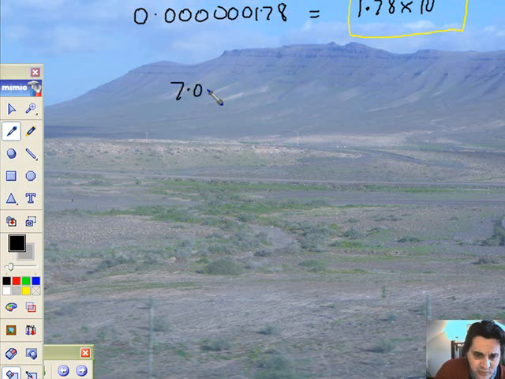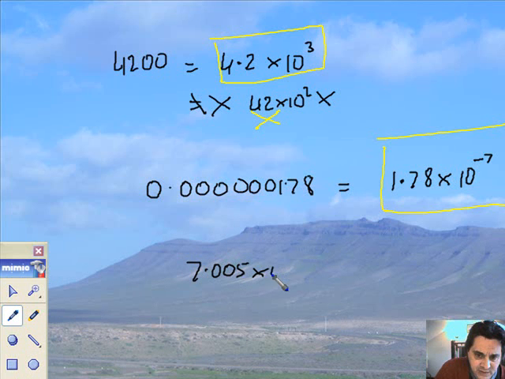I've got here 7.005 times 10 to the power of 3. That means just go bounce, bounce, bounce. 7,005, essentially multiplying by 1,000. That's correct. Let's just do one of these that go backwards, shall we?